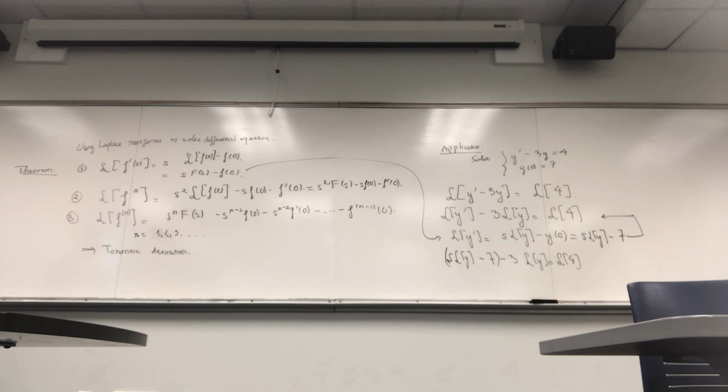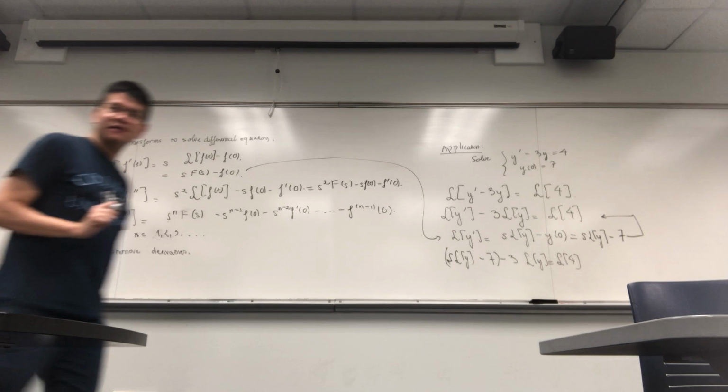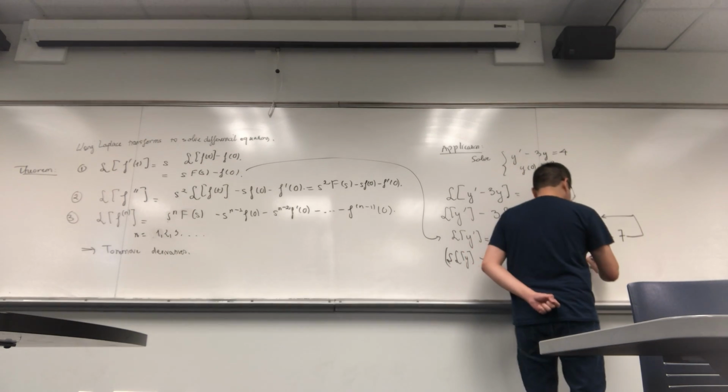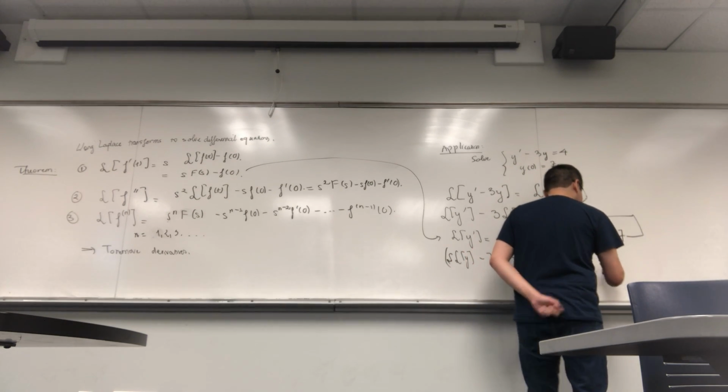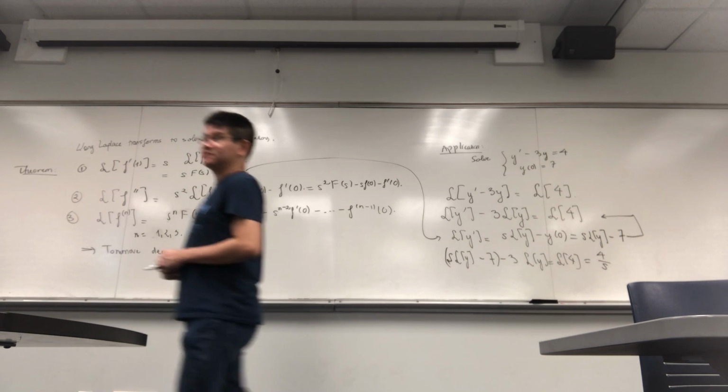So how can I simplify this equation? What is the Laplace transform of 4? 4 over s, because we pulled the 4 outside. So you know that the Laplace transform of 4 is 4 over s.